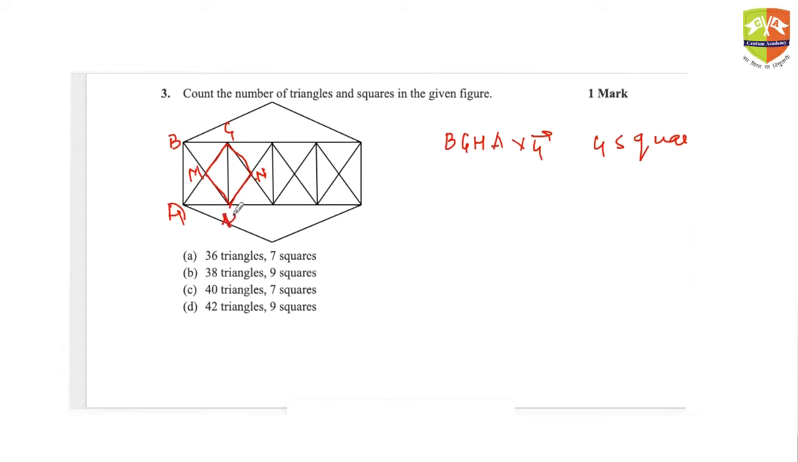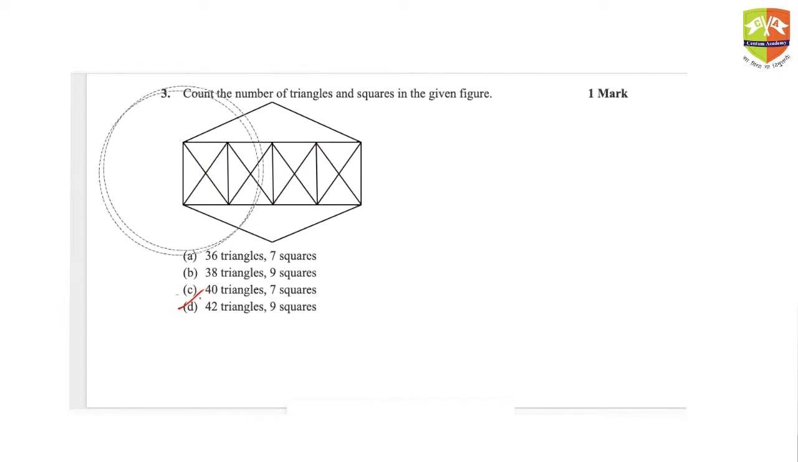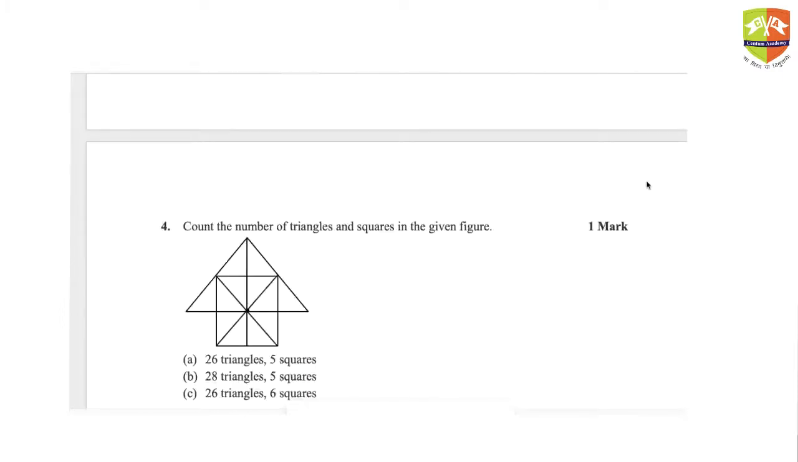This is A, this is H. So M, G, H, N. Then one square is here. This is the second square, and this is the third square. So four squares I have counted vertically, and three squares like this. So 4 plus 3, how many squares here? 7 squares. So the answer is C, which is 40 triangles and 7 squares. Question number 4 we have already done. Now we'll solve question number 5.